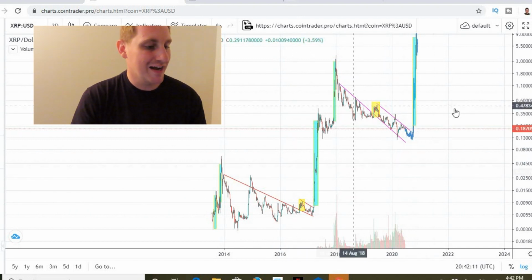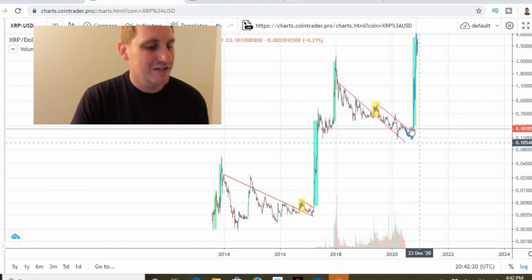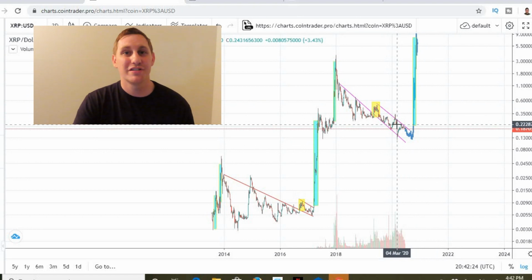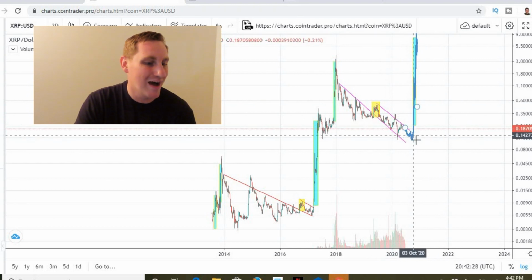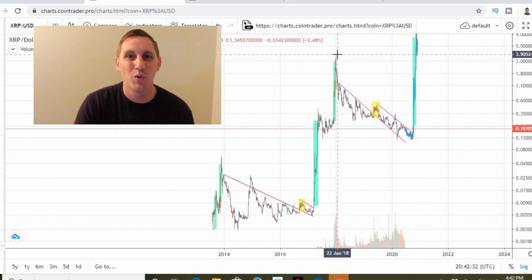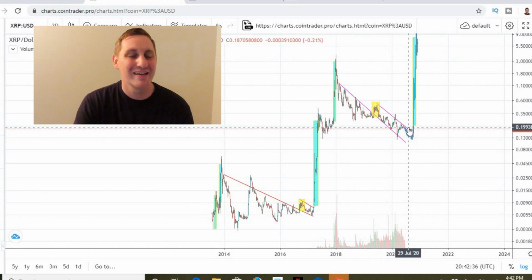But this fractal is playing out pretty much for the most part exactly like it did in 2017. I think this is one of the best buying opportunities that we could have in any of the cryptocurrencies right now. XRP is at one of the lowest points out of any cryptocurrency relative to its old all-time high, and I think this is about the point where you want to get in. And if you don't get in, I think you're going to regret it.